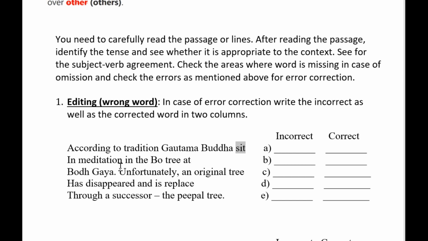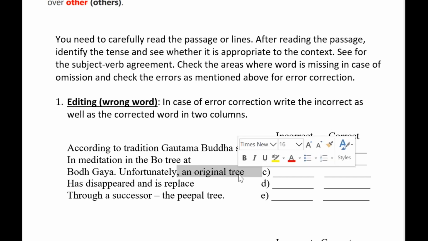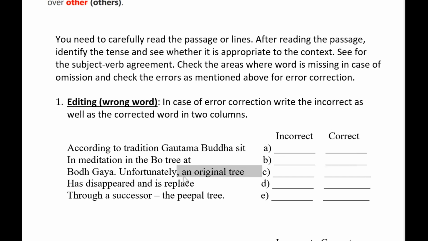Alright. So the next line, in meditation in the bow tree at. Here, I find the word in, because you never meditate in the tree. You meditate under a tree. See, simple errors. At Bodh Gaya. Unfortunately, an original tree. When you're talking about a specific tree, will it be an or a or the? Recall your articles. Has disappeared and is replaced. Here it is ed form. Here it is no ed. So the forms of verb are missing.